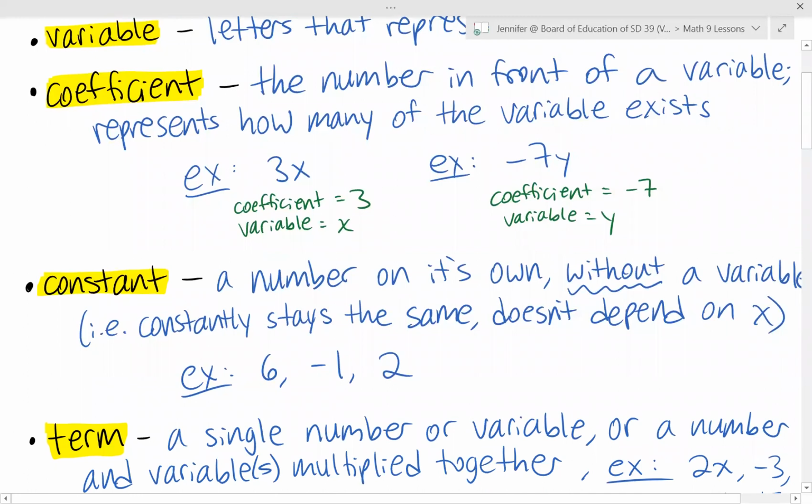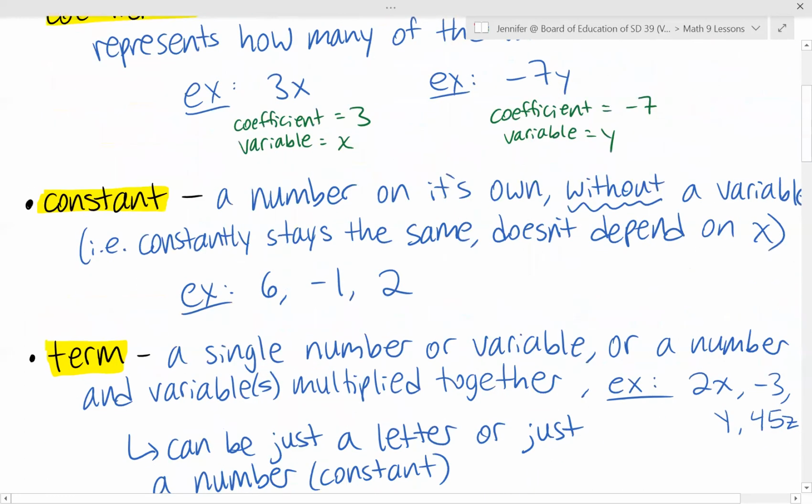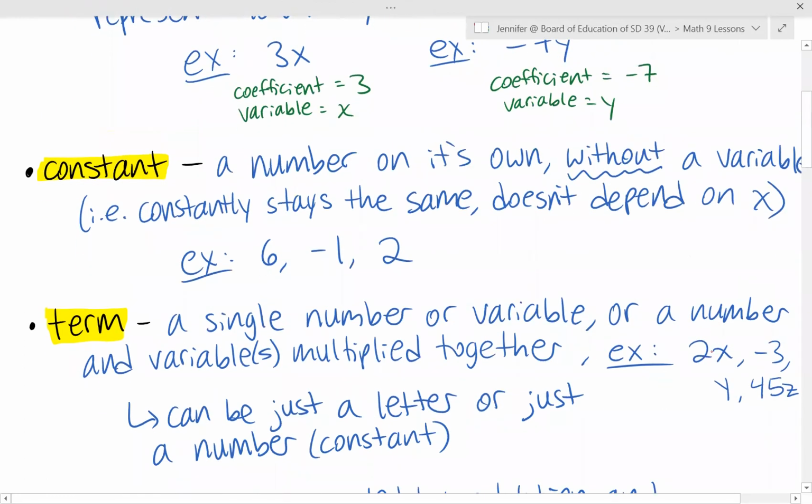A term is a single number or a single variable, or a number and variables, those multiplied together. So I have 4 examples here. A term could be 2x, so one number and one variable multiplied together. It could be just negative 3, so just a single number on its own. It could just be y, so a single variable on its own. Could be 45z. It could be 3abc. A term is just one thing together where they're all being multiplied, and it's a combination of numbers and variables.